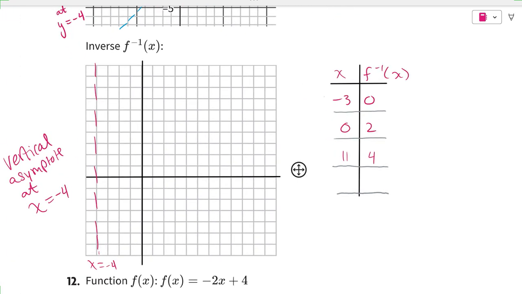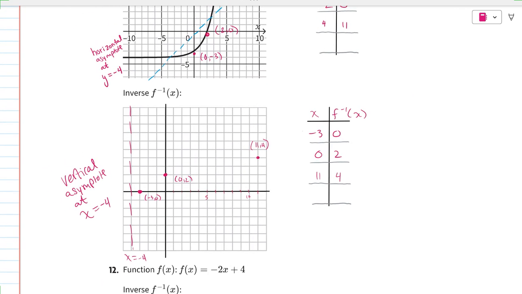And I'll plot some of these other points, right? I'll plot my -3, 0. I'll plot my 0, 2. And I'll plot my 11, 4, if it fits. Let's see, 1, 2, 3, 4, 5, 6, 7, 8, 9, 10, 11. So 1, 2, 3, 4. So these points are giving me a pretty good shape.